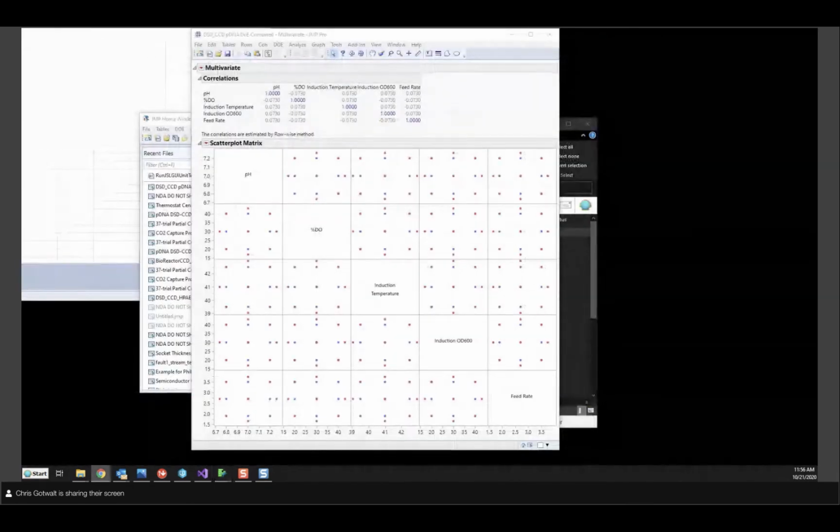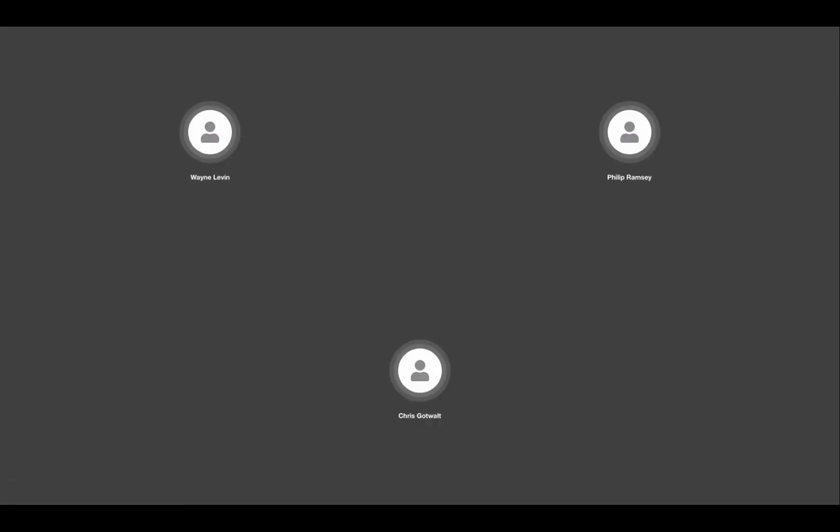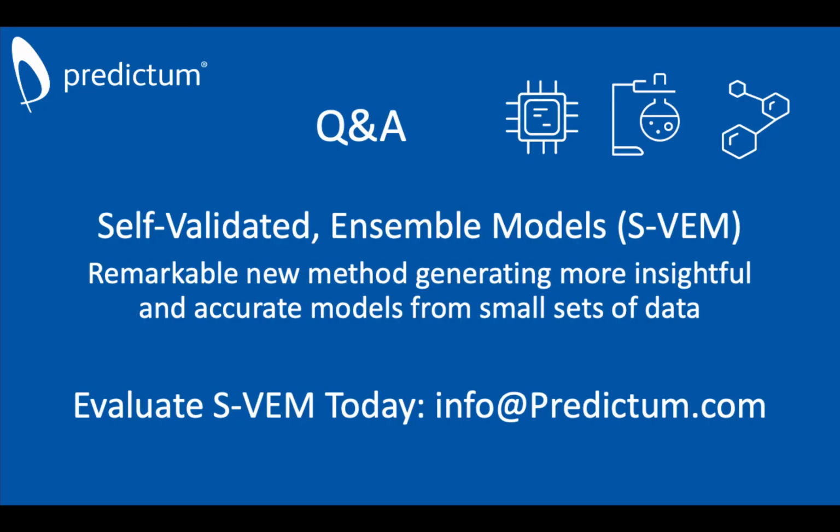Let me see if I can unshare. There's still a couple more questions. Someone pointed out that this CCD data is a true test set. In the JMP framework for machine learning, the CCD were completely independent of the model fitting and the model validation during the fitting process. The CCD were completely independent observations. So that's correct.